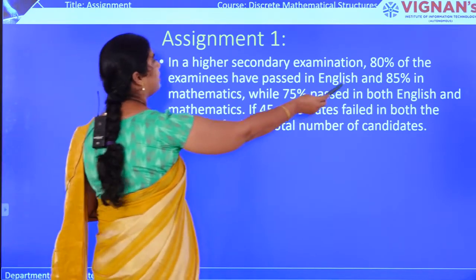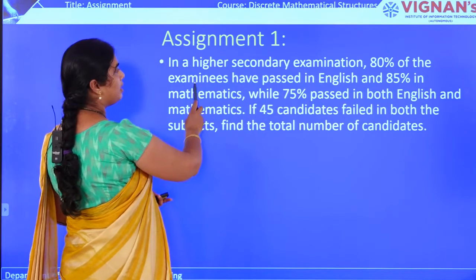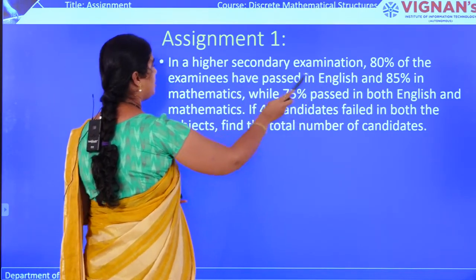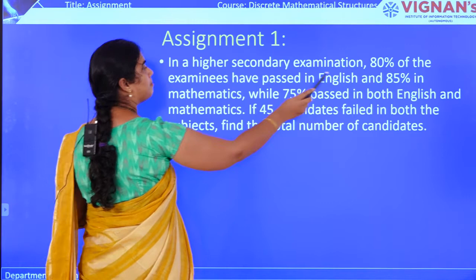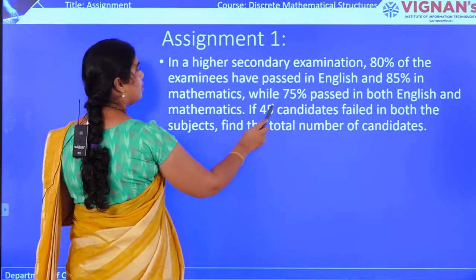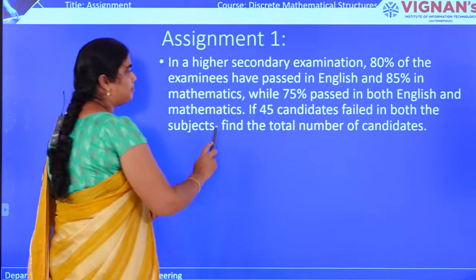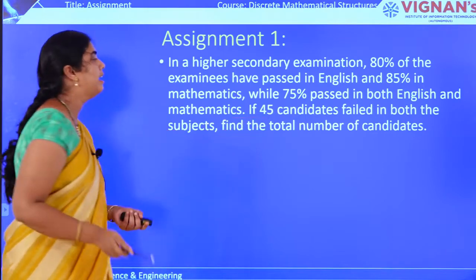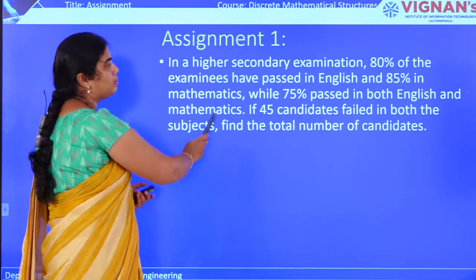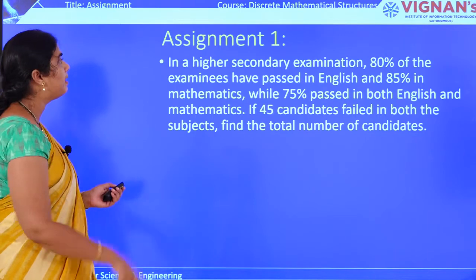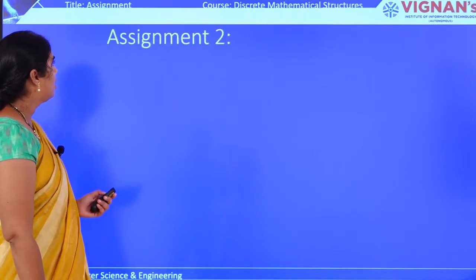See, here I am given the pass percentages. First one is the number of students who passed in English, next passed in mathematics, next in both maths and English, and 45 candidates failed in both subjects. That means this denotes a complement. I have already mentioned how to solve this one, so take it as an assignment and try to solve it.